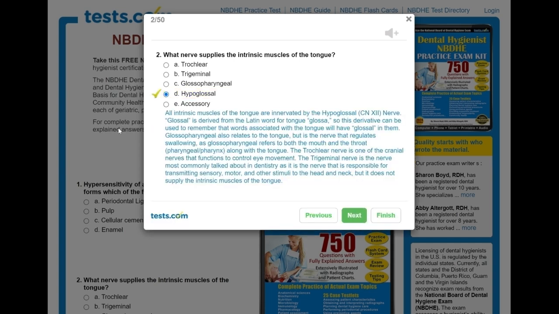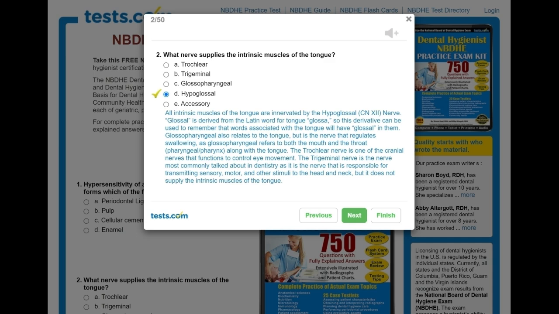D. Hypoglossal. All intrinsic muscles of the tongue are innervated by the hypoglossal CN XII nerve. Glossal is derived from the Latin word for tongue, glossa, so this derivative can be used to remember that words associated with the tongue will have glossal in them. Glossopharyngeal also relates to the tongue, but it is the nerve that regulates swallowing, as glossopharyngeal refers to both the mouth and the throat, pharyngeal, pharynx, along with the tongue.